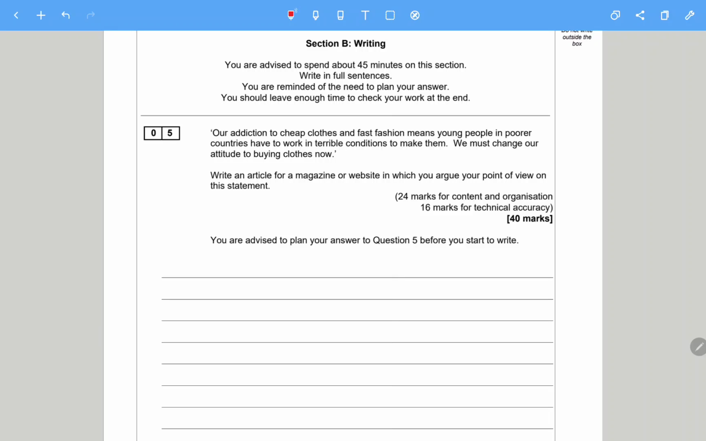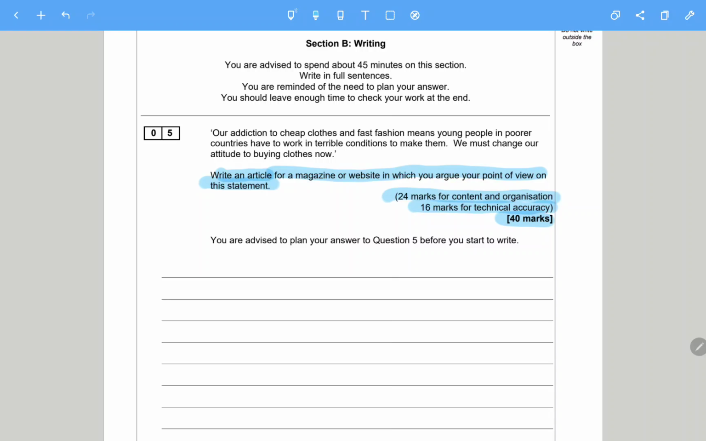So we have the following question which reads, our addiction to cheap clothes and fast fashion means young people in poorer countries have to work in terrible conditions to make them. We must change our attitude to buying clothes now. Write an article for a magazine or website in which you argue your point of view on this statement. Now it's 24 marks for content and organization, 16 marks for technical accuracy, and of course it's 40 marks.